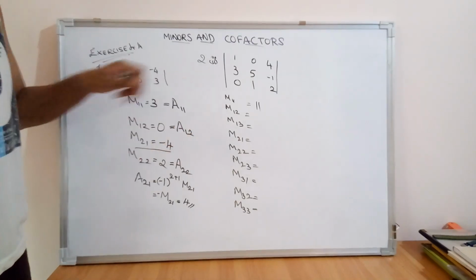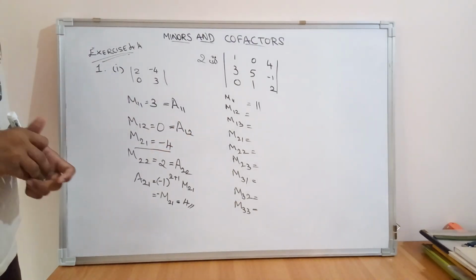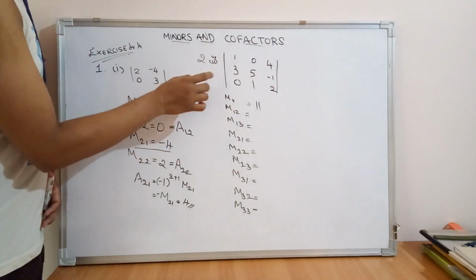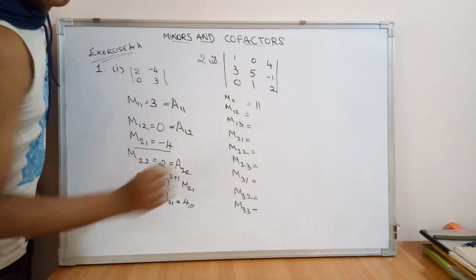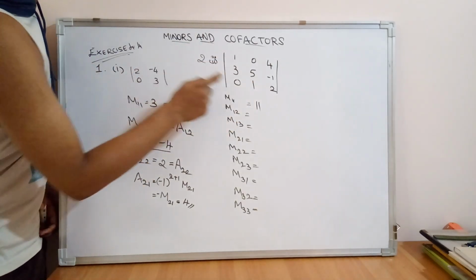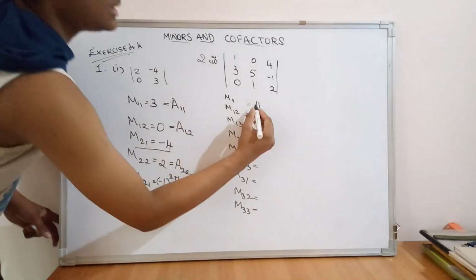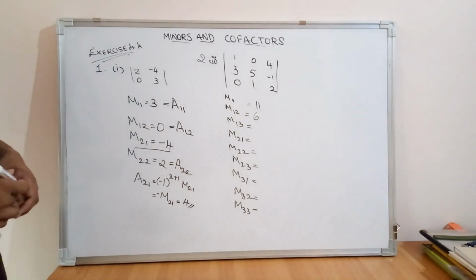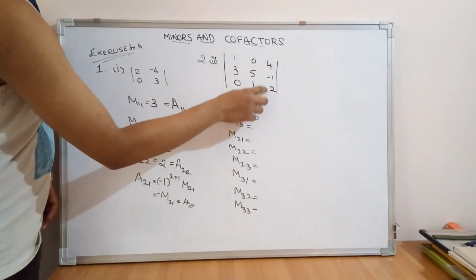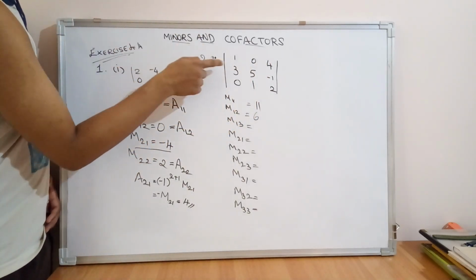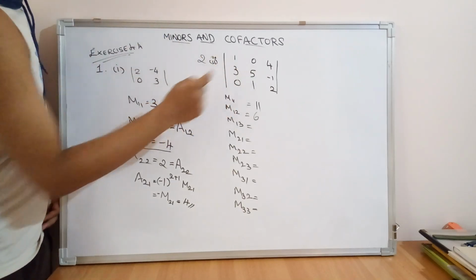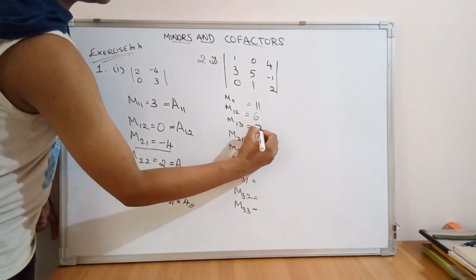Okay, next is M12 corresponding to this. Therefore, these elements we are going to remove. So 3, 0, minus 1, 2 remains. It's going to be 3 into 2, that is 6, minus 0, that is the same as 6 only. Okay. Then you have M13, corresponding to this element. Therefore, you get 3, 0 and 5, minus 1 here. So it is 3 minus 0, that is going to be 3.